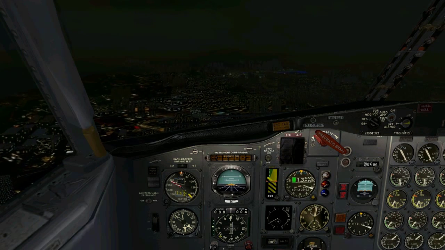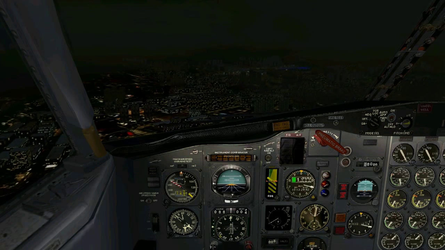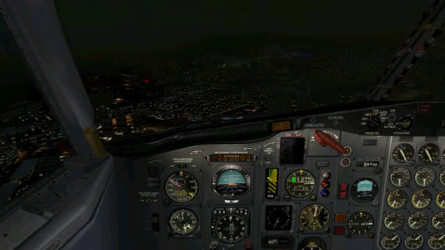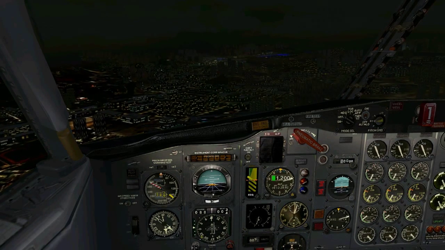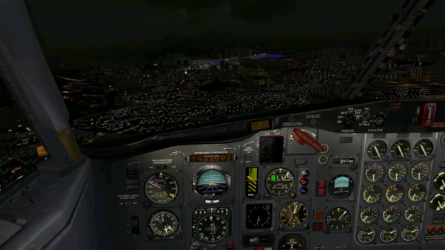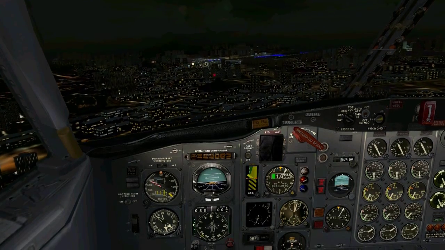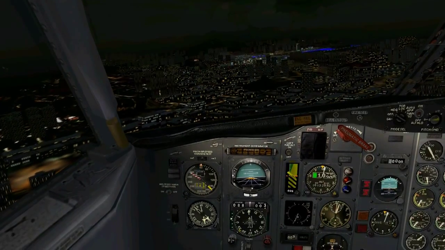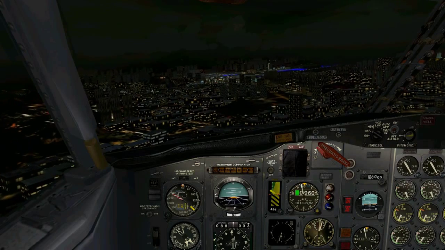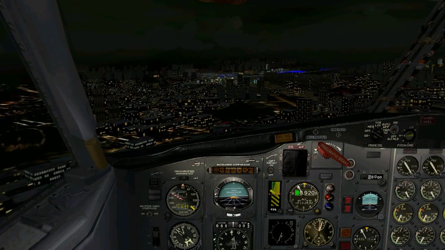Flaps 30. There are two things that are going to matter at this point for Kai-Tak. One is going to be those lead-in lights. Now we have those lead-in, those rabbit lights, we have them in sight. So we're going to aim our airplane for the beginning of those rabbit lights. The second thing that's important is our altitude. 1,000 feet. At the middle marker, we need to be at 660 feet.